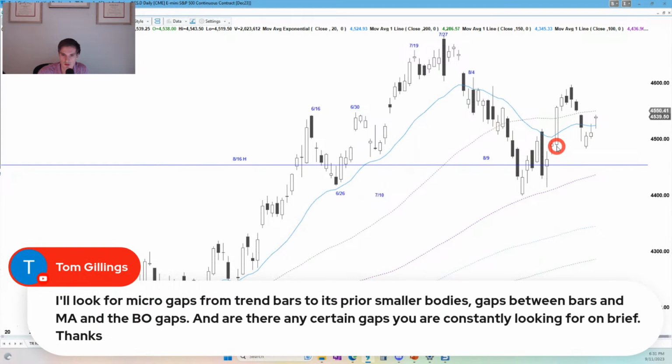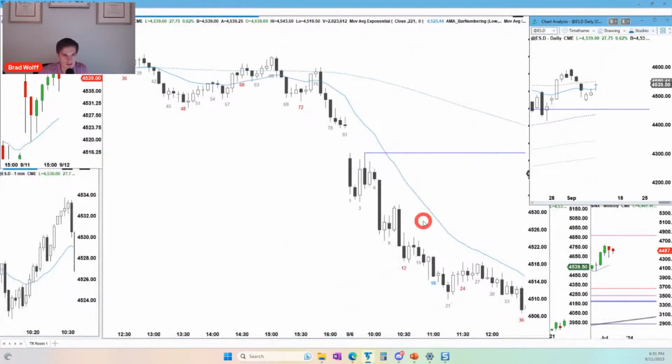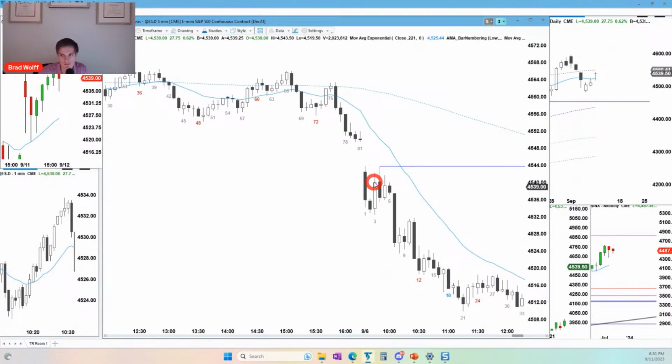So you followed up with, I look for micro gaps from trend bars to its prior small body, gaps between bars and moving average, and breakout gaps. Are there any certain kinds of gaps you're consistently looking for? No, it's basically what you mentioned. For me, on any given chart, it's exactly what I've talked about. I'm always paying attention to who's making money, who's not.